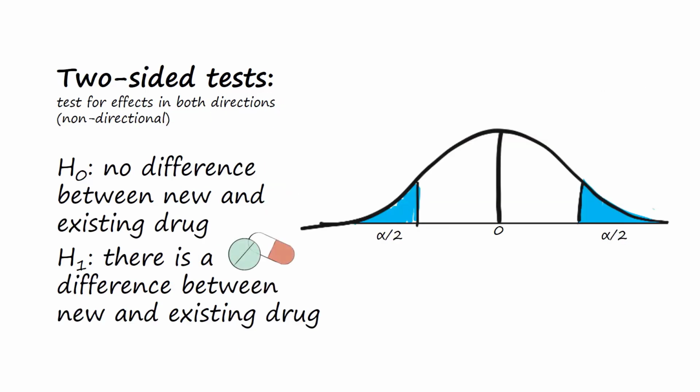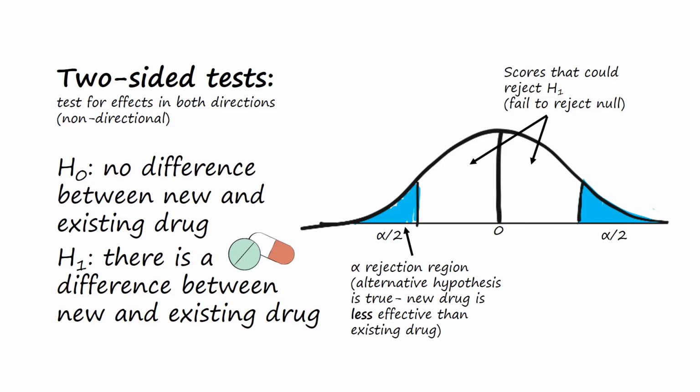For a two-sided test, the regions on the probability distribution are slightly different. Let's explore this further using our example on new and existing drugs. If the test statistic falls in this middle region, either above or below 0, the performance of the two drugs is the same. We fail to reject the null hypothesis. If the test statistic falls in this region, below the significance level, we reject the null hypothesis.